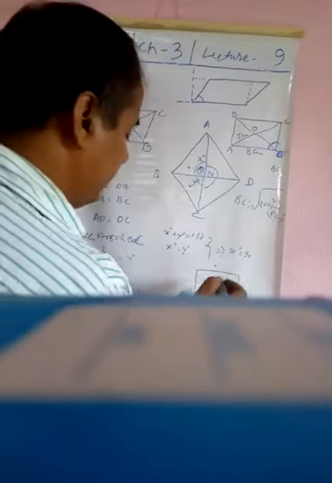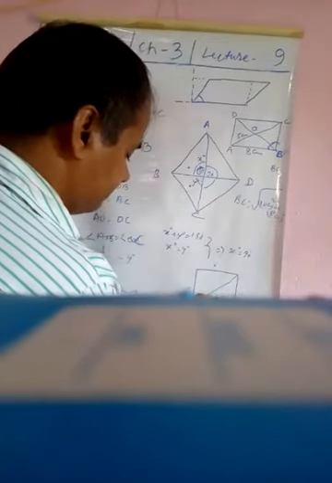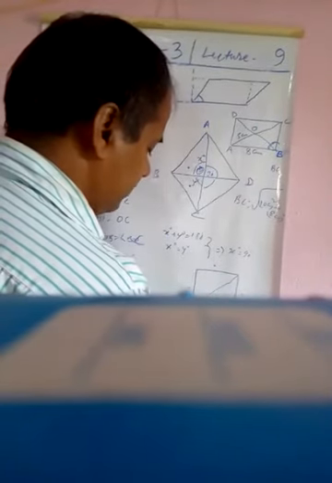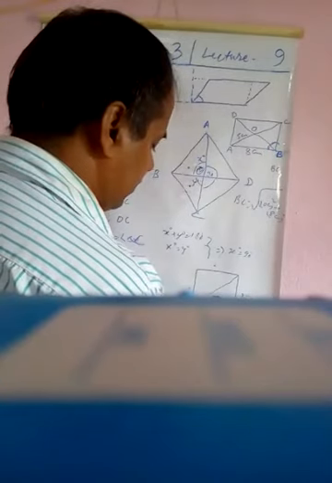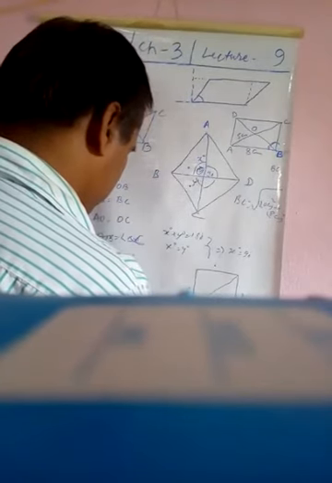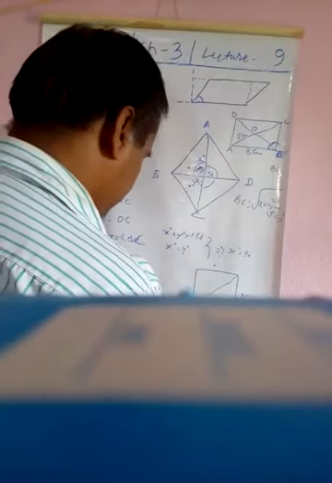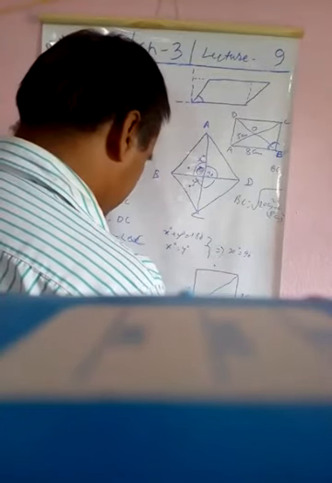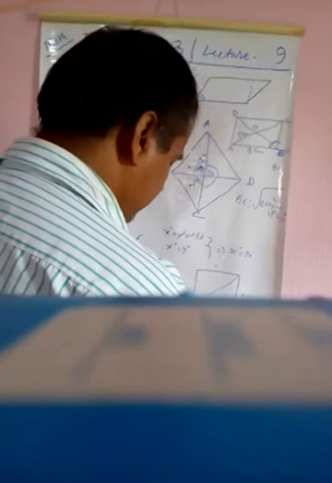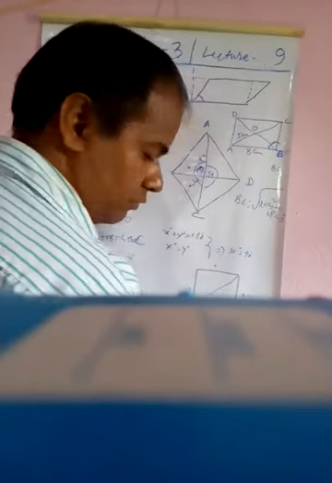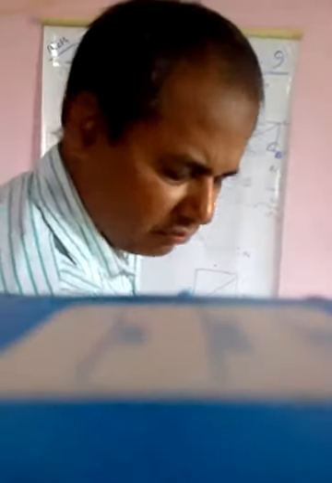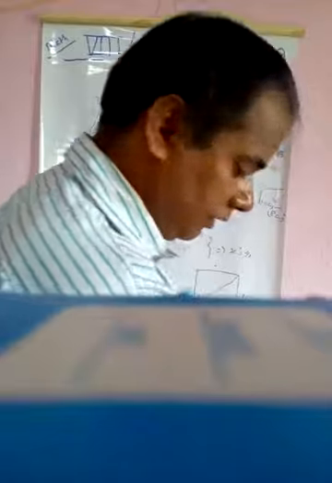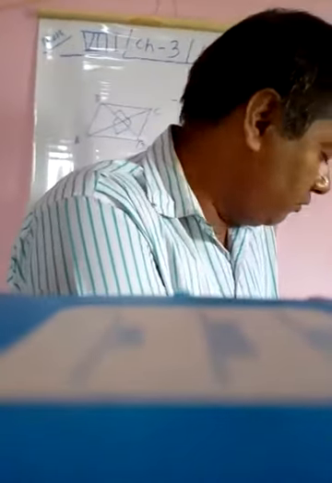Find the length of the diagonal. So now this is 10 centimeter and this is 10 centimeter. So the diagonal will be root of 10 square plus 10 square, that is 10 root 2 centimeter. After solving, you get the answer 10 root 2.